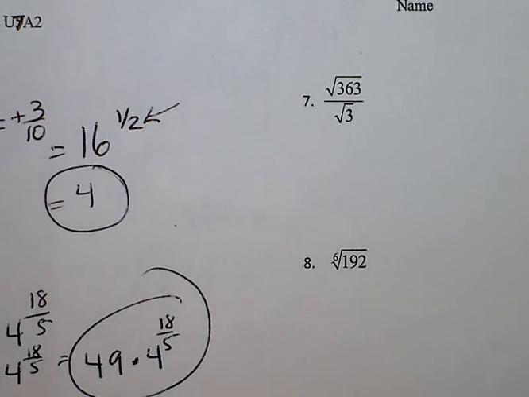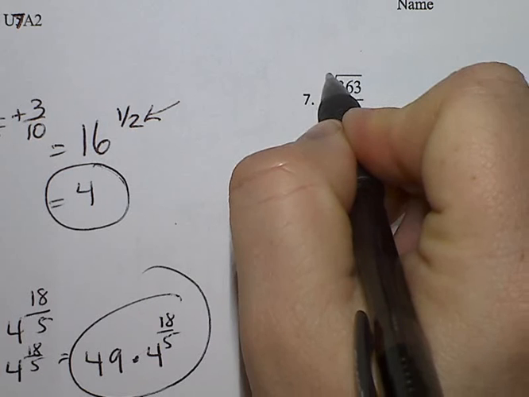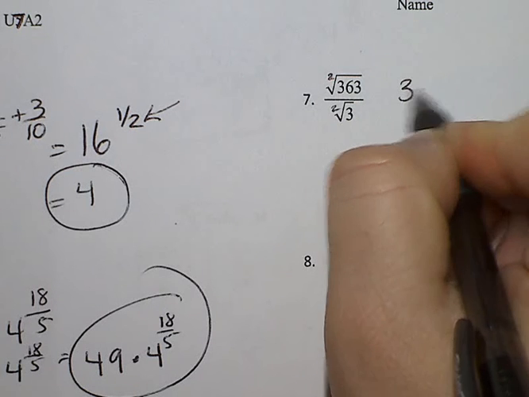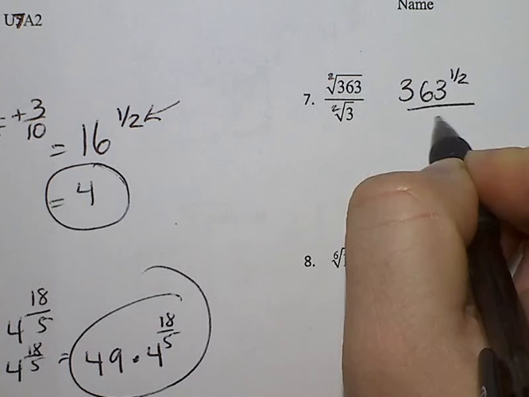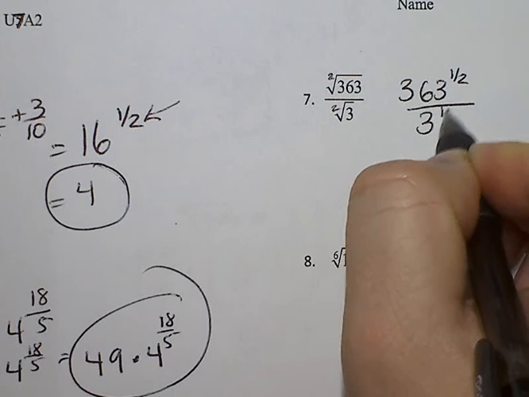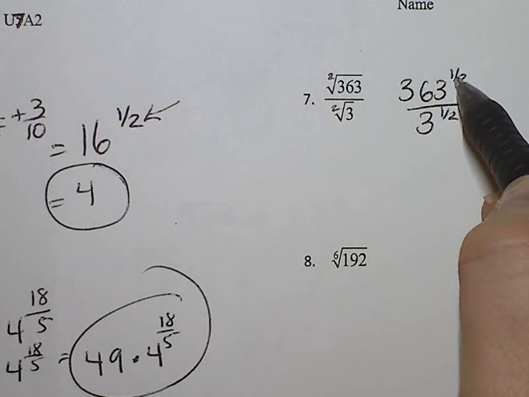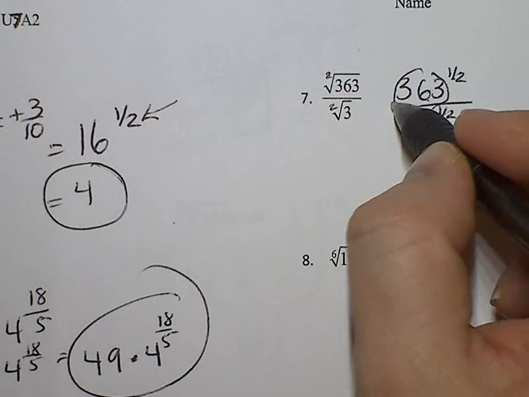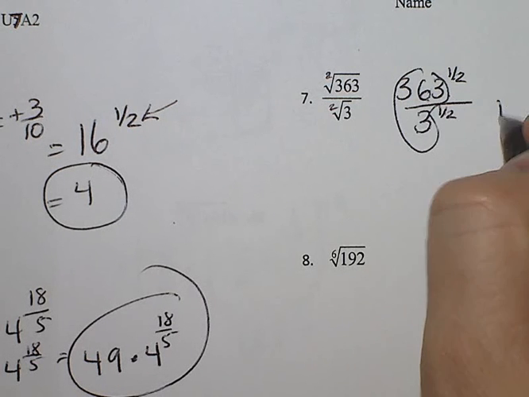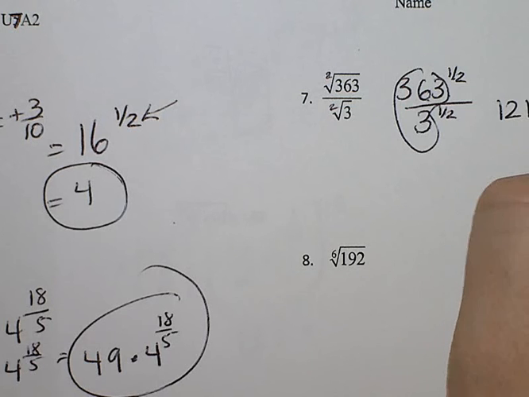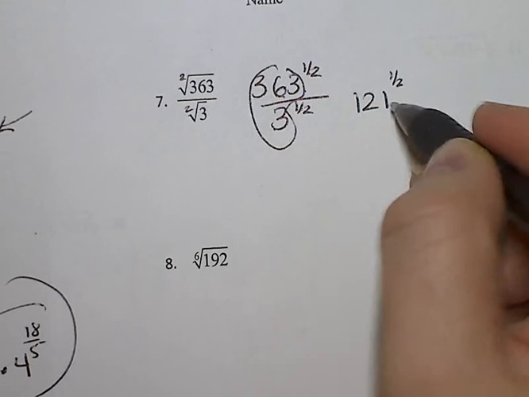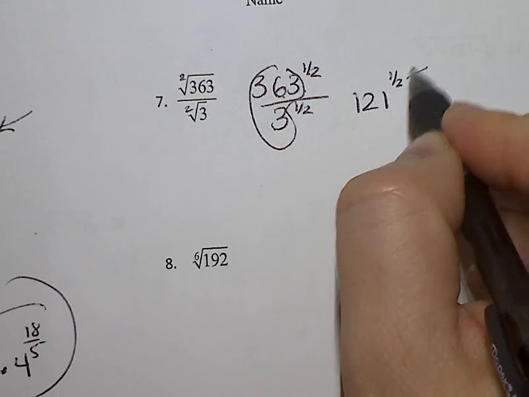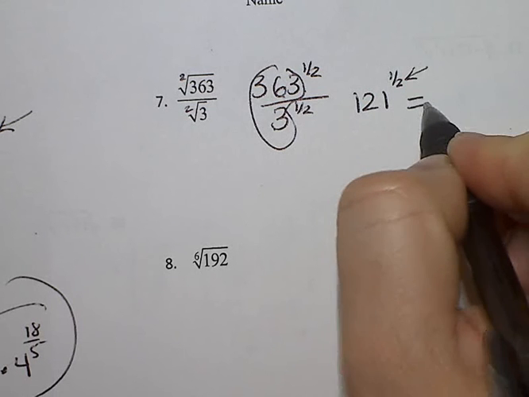All right. Remember, there's a hidden 2 here. So this is really 363 to the 1/2 divided by 3 to the 1/2. When you have the same exponent and you're dividing, complete the operation. 363 divided by 3 is 121. And this is really like the square root of 121. It means what times itself 2 times gives you 121. Evaluating, the answer is 11.